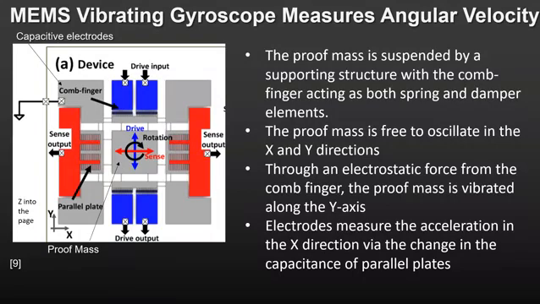It is vibrated along the Y-axis by the electrostatic drive input. In response to rotation of the sensor about the Z-axis, a Coriolis force causes the proof mass to also vibrate along the X-axis. The vibration along the X-axis is sensed by the change in the capacitance of parallel plates positioned along that axis.